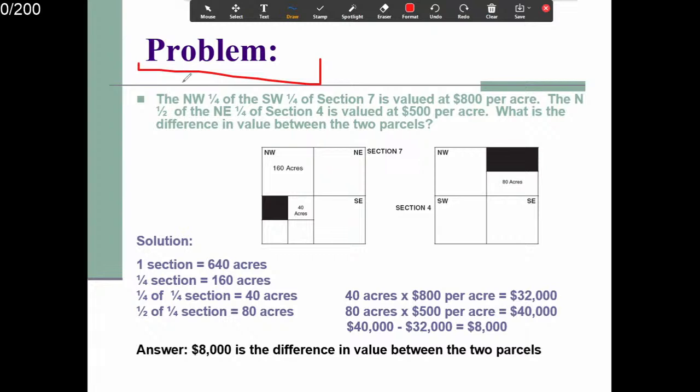But let's look at this. Read it carefully. The northwest quarter of the southwest quarter of section 7. This is section 7, and they're talking about this little black box here.